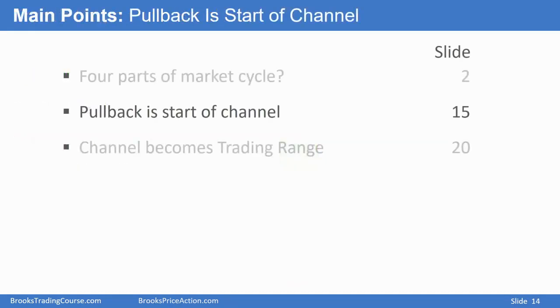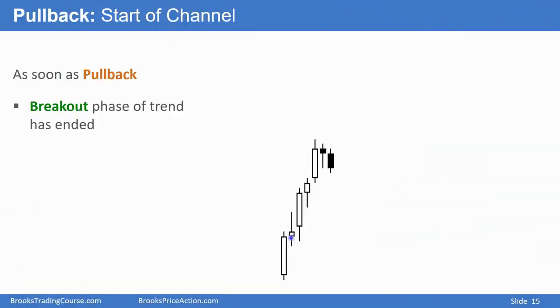However, once you get a pullback, you've begun a channel. Pullback in a bull trend means the low of the bar goes below the low of a prior bar. We have a breakout, and then this bar fell below that bar's low. The market is now going to probably transition into a channel. Very unlikely for a bull trend to become a bear trend. Typically, when you have a strong bull breakout like this, you get a pullback, and then you get a weaker trend, a tight bull channel, sometimes a broad bull channel.